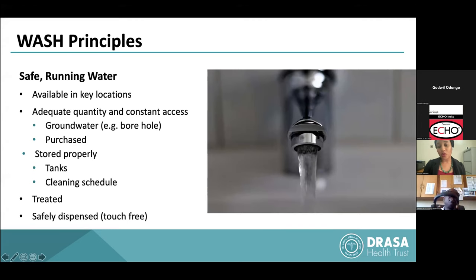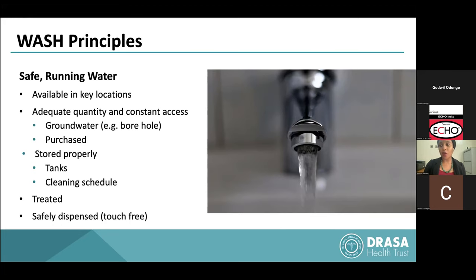We need an adequate quantity of water. We need a constant access to water, whether it's purchased, like I said, or groundwater. We need it to be stored properly. Many times we have water that we don't store very well. Are we cleaning our tanks where we're storing the water? How are we treating the water that we're getting if we need to treat it? And then how are we dispensing it for the user?